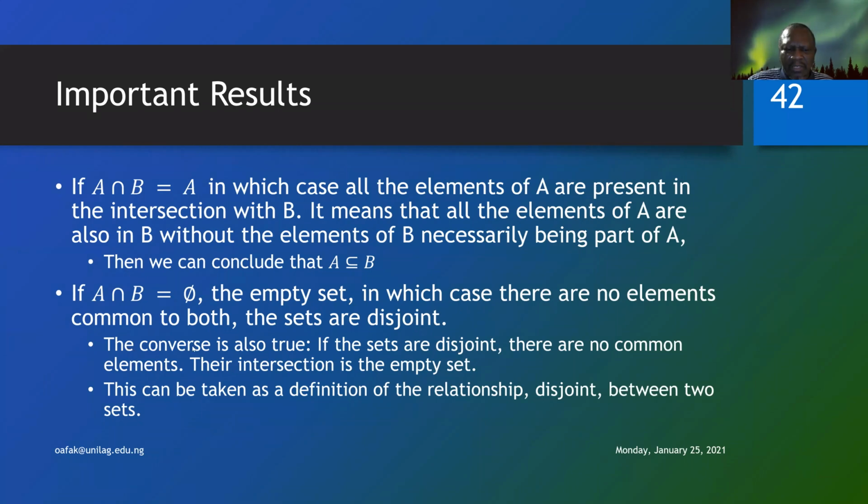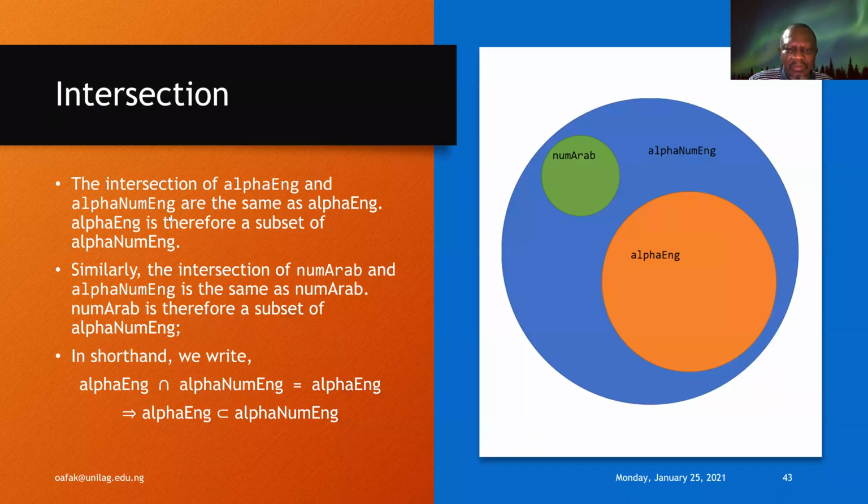And then this converse is also true. If sets are disjoint, then there are no common elements. The intersection is an empty set. This can be taken as a definition of the relationship between two sets, being disjoint. So we have explained that. This is just a repeat of what we have just said. So let me just move on to the next thing.